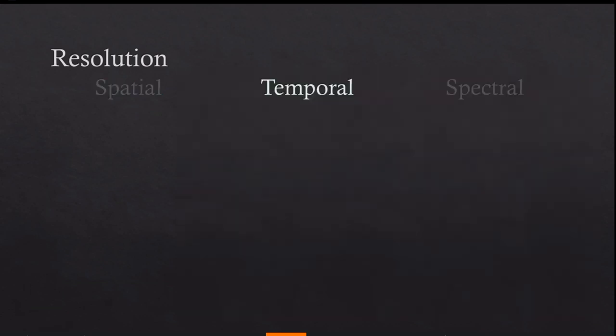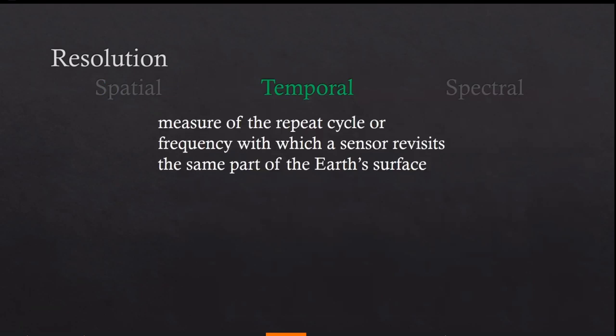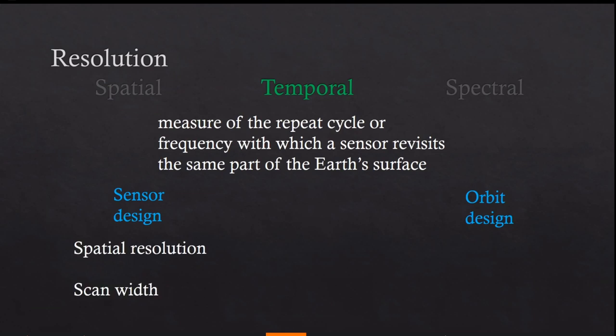Temporal resolution deals with time, and it is a measure of the repeat cycle, or the frequency with which a sensor, or the satellite on which the sensor is mounted, comes back to the same location on the surface. Right. So this is influenced by two things, sensor design and orbit design. In sensor design, you have the spatial resolution of the sensor. If you have a coarse resolution sensor, you can cover more area in a shorter time, so your revisit times would be quicker.